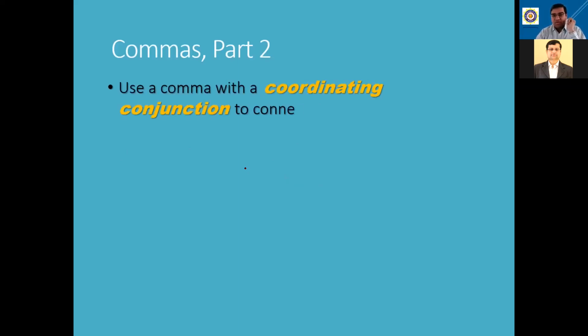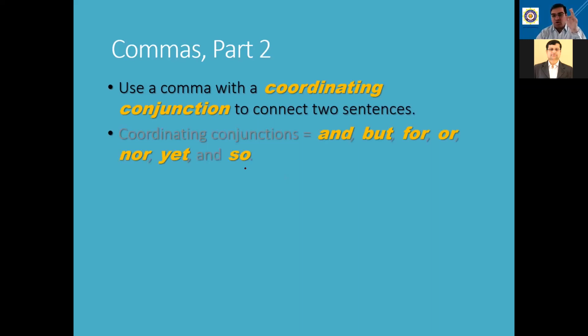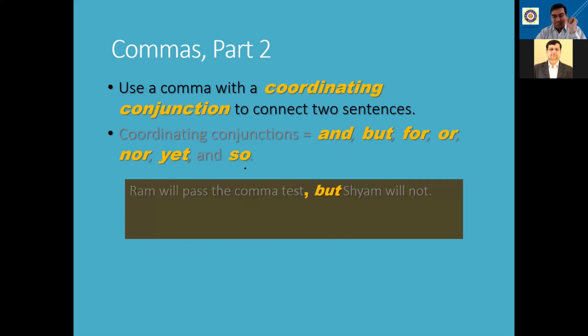Use a comma with a coordinating conjunction to connect two statements, two sentences. Coordinating conjunctions are and, but, for, or, nor, yet, so. These are coordinating conjunctions. Jasmine will pass the comma test. Slacker Sam will not. Ram will pass the comma test, but if we are using a coordinating conjunction, then we should use a comma before that. But Shyam will not.